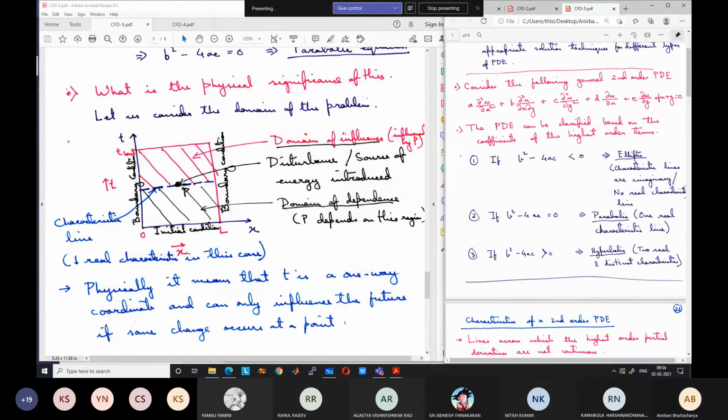Now, if we make any other change at any other point in the future, can it change the value at P? So if I make a change at t equal to 80 seconds, at x equal to 0.2, will it change the value at time 60 seconds? It cannot change, right? It cannot change the past. So any change in the future cannot change the past. So which values can change the value at point P?